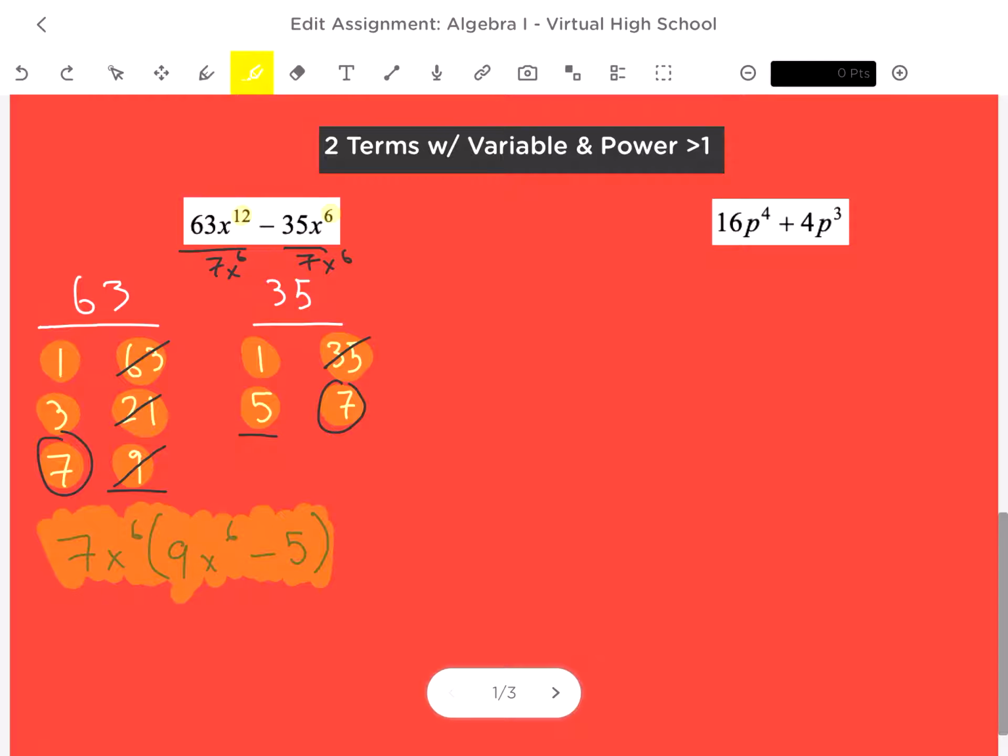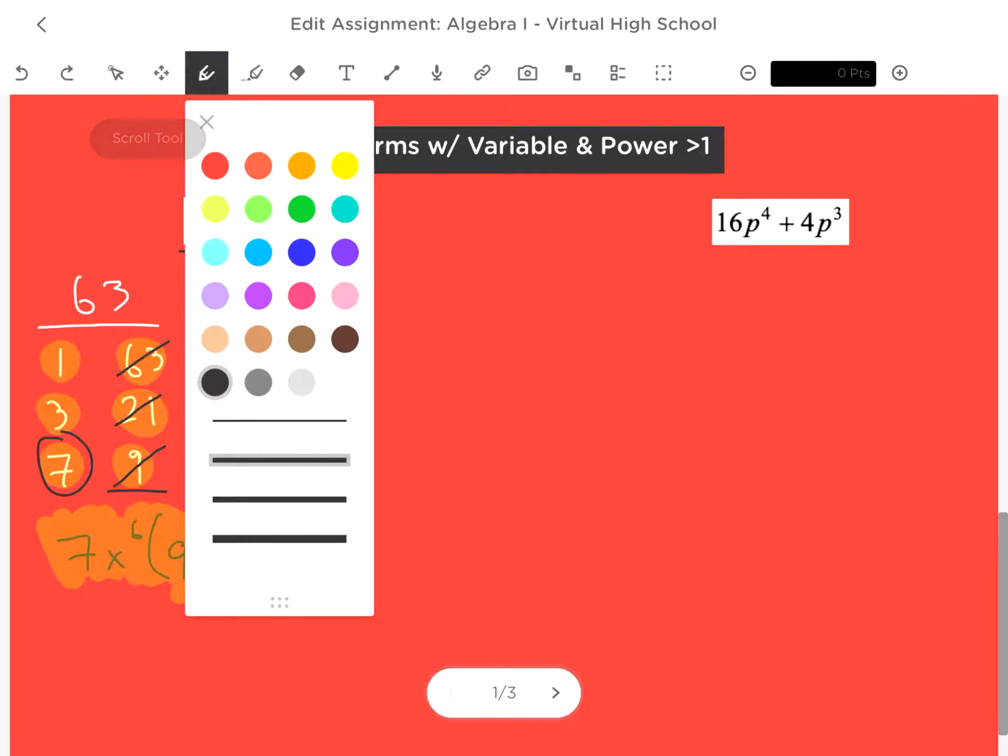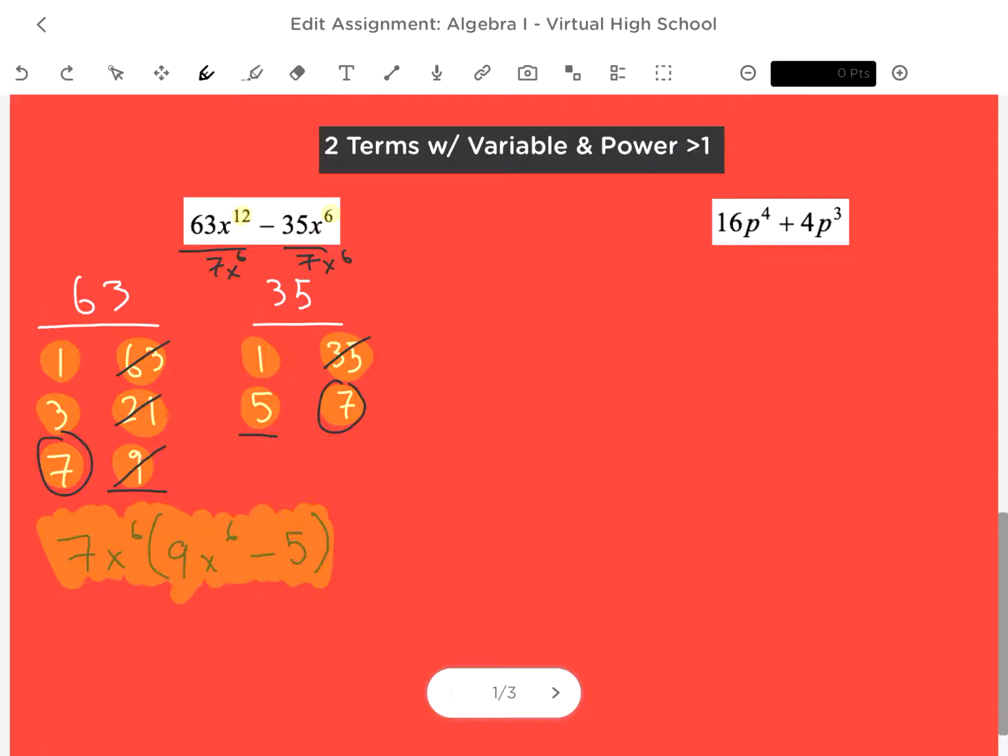Okay? All right. You guys are going to do the second one. Okay, so let us see what we got here. So 16 and 4, this one should be a little bit easier. Let's see, 1 and 16, 2 and 8, 4 and 4, 1 and 4, 2 and 2.